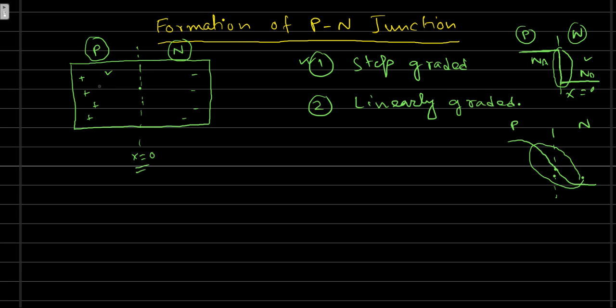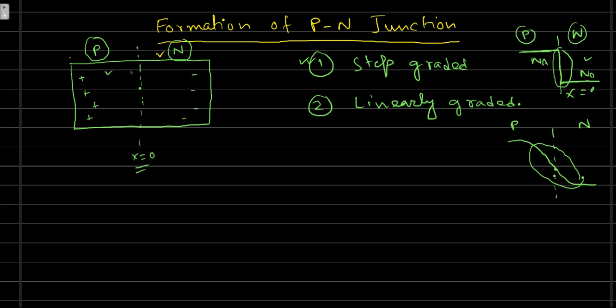So the P side has higher hole density and the N side has lower hole density. Similarly, just the opposite, the N side has higher electron density and the P side has lower electron density, because the majority carriers are electrons in the N region and the minority carriers are electrons in the P region. So of course there will be diffusion, because whenever there is a concentration gradient, there will be diffusion.